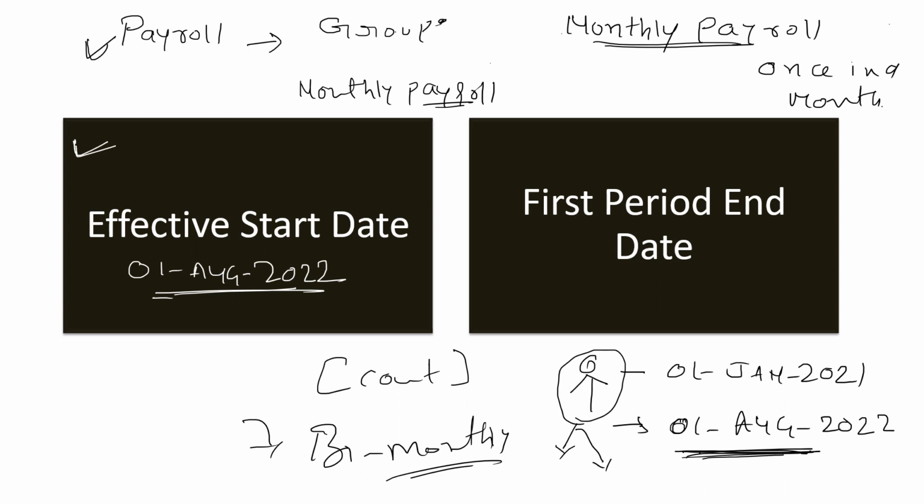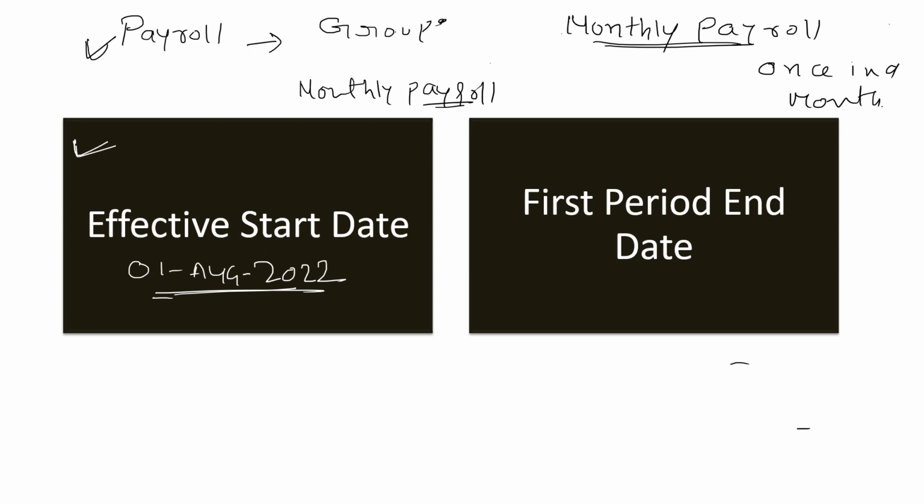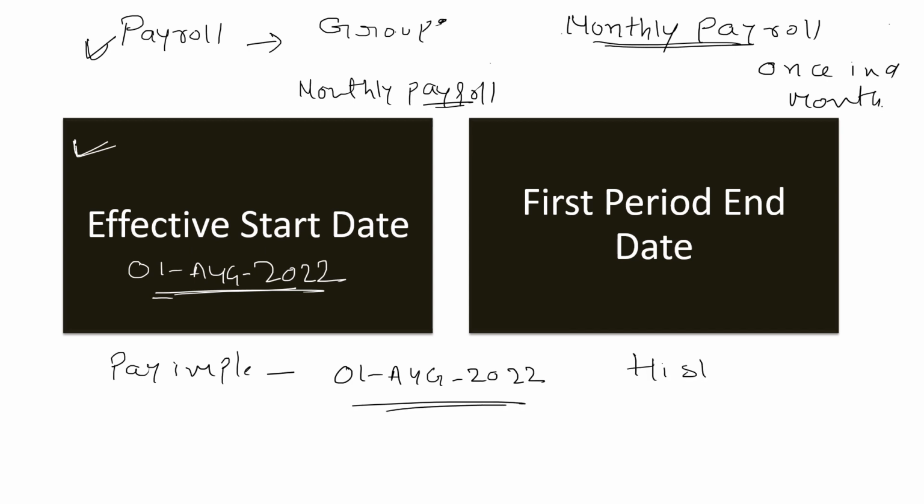Another important aspect of the effective start date is that we are in an implementation phase for an organization, and we decided that from 1st of August we want to implement the payroll. So the payroll implementation date is 1st of August. That means I want to run my first payroll on 1st of August 2022. But they say no, we want some historical data to be created.